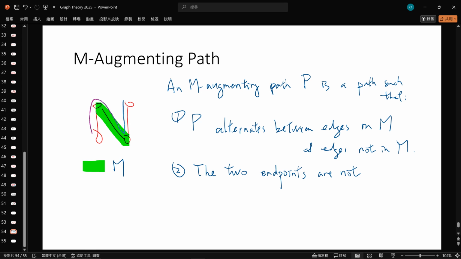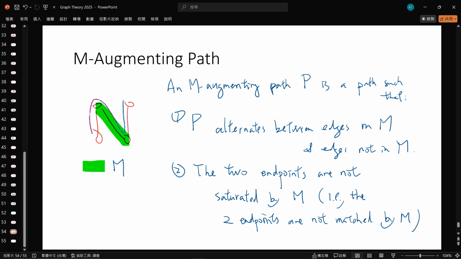So we have a special way of saying this. We're going to say that the two endpoints are not saturated by M. So basically, this just says that the two endpoints are not matched by M.